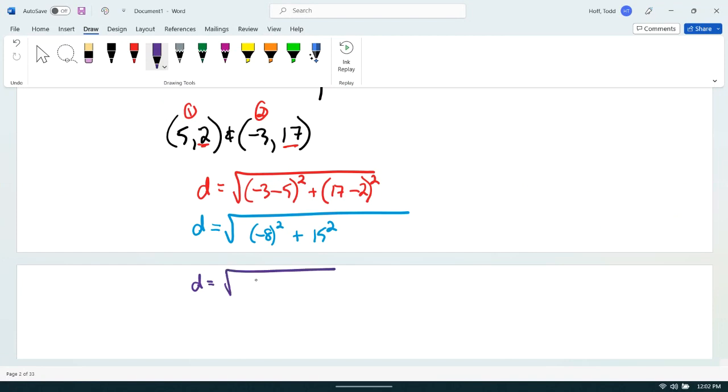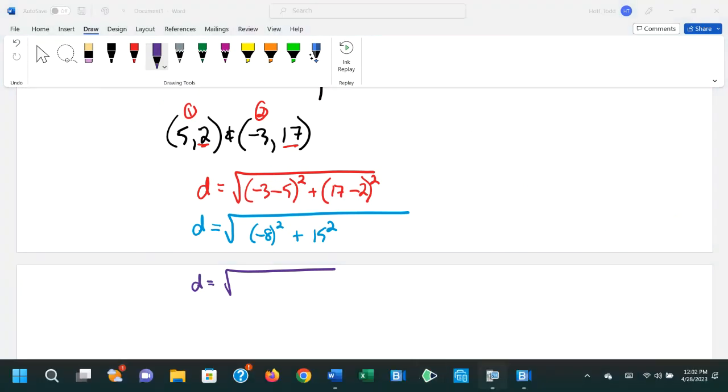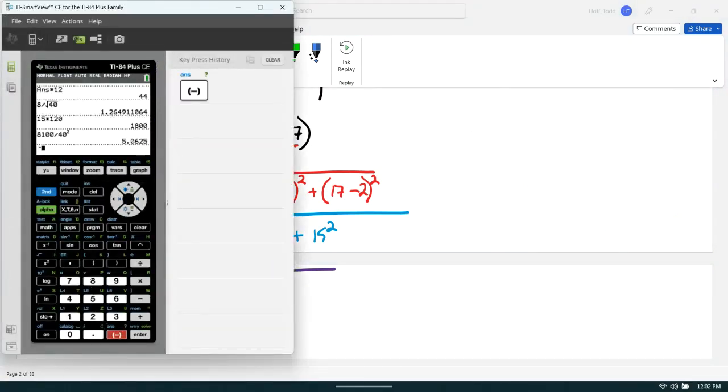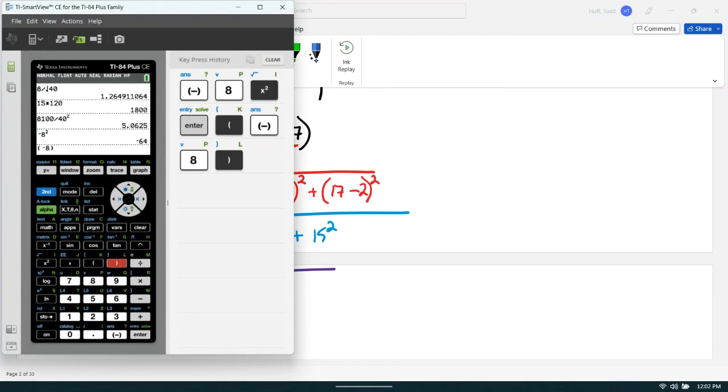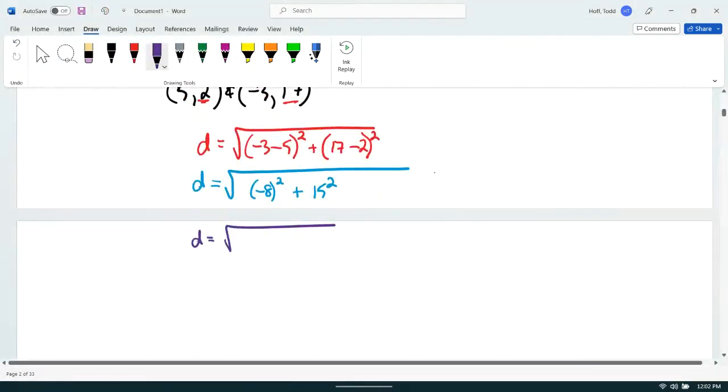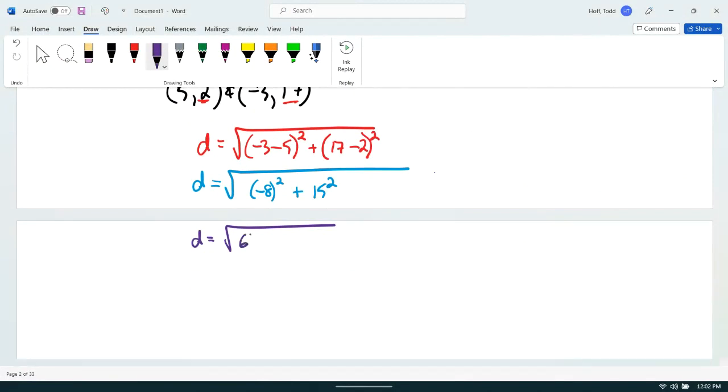Negative 8 squared. Now here's where you have to be careful on your calculator. We've looked at this before, where if you're not careful with the calculator, if you just type in negative 8 squared, it's going to give you a negative 64. Remember, calculator does strict order of operations. It applies the squared first, then puts the negative on. To square that negative 8, we have to put the negative 8 in parentheses and the squared outside the parentheses to get 64. Always remember that when you square something, the result is always positive. The negative 8 squared is 64. 15 squared is 225.